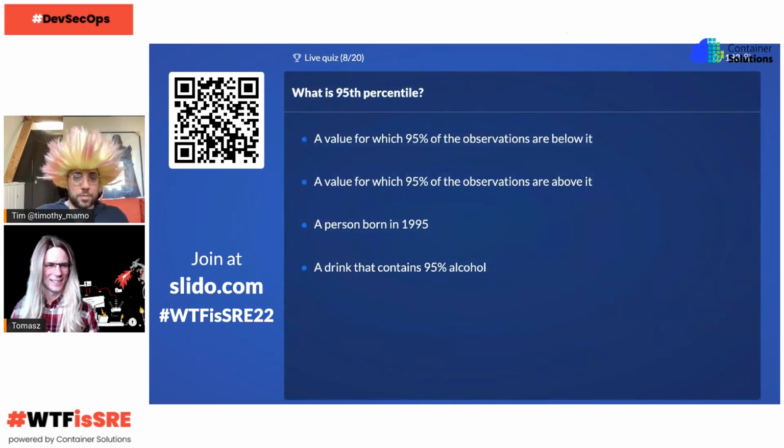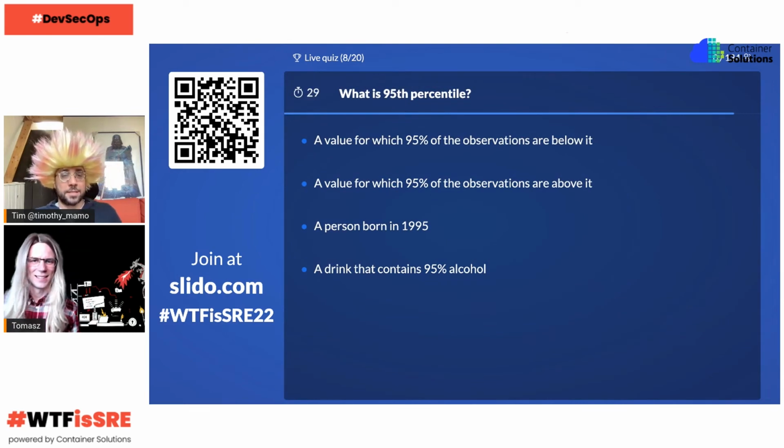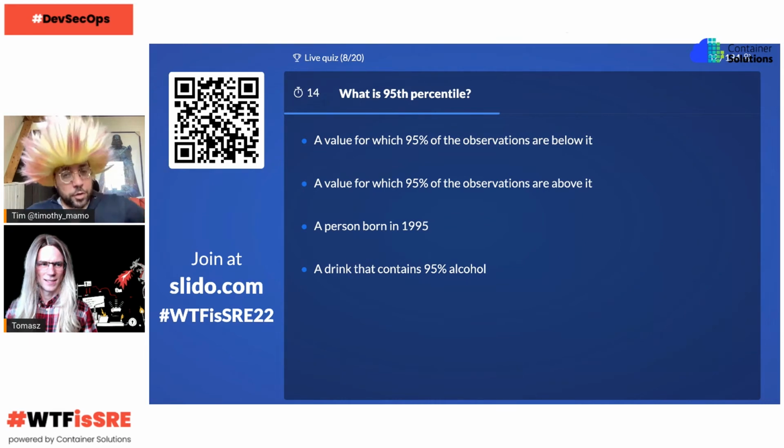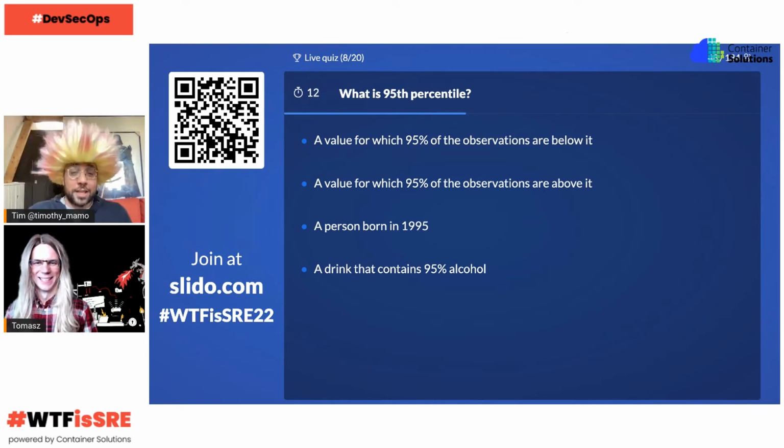Good. Question 8. What is 95th percentile? A value for which 95% of the observations are below it, a value for which 95% of the observations are above it, a person born in 1995. God, I'm feeling old. A drink that contains 95% alcohol.